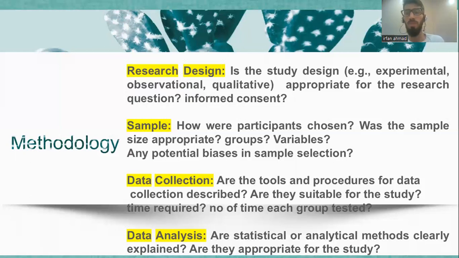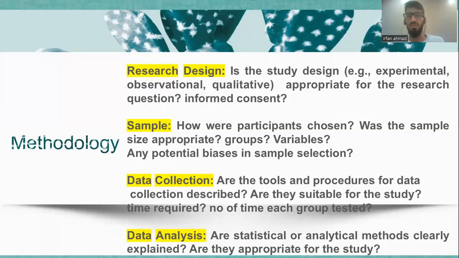And what type of variables are they actually studying? Did they mention all the variables under study or not? And any potential biases in the sample selection. For example, if they are studying the elderly and the effect of fall, the prevalence of fall in the elderly, there are some confounding factors. So did the writer keep all these factors in mind or not? Because they actually influence the result and create bias in the result. So did the writers mention anything about that or not?